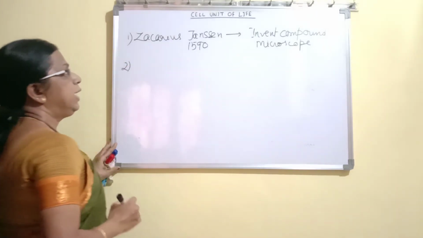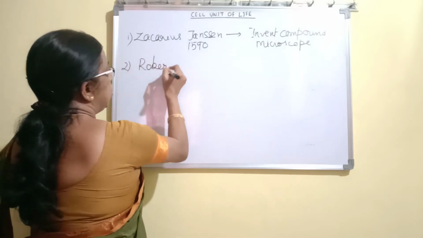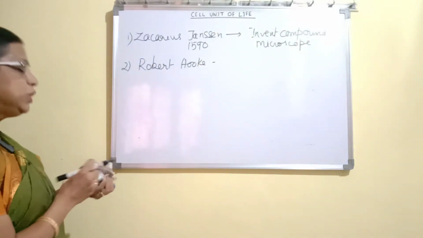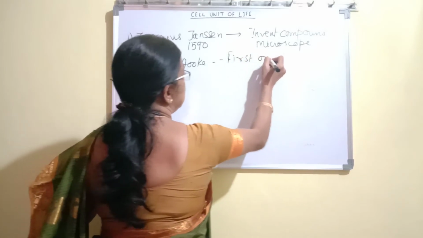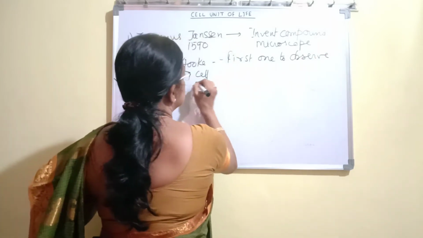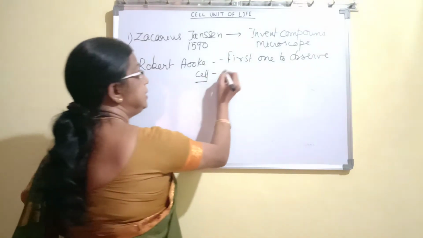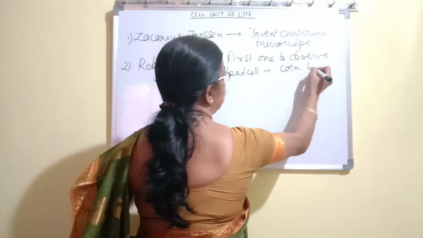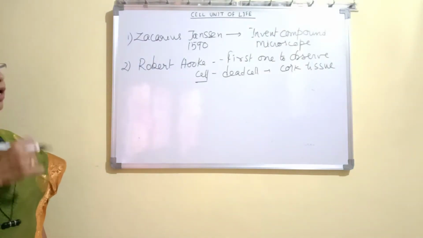Then the second important finding, which all of you know, is Robert Hooke. Robert Hooke was the first one to observe cells. But which type of cell was observed by him? A dead cell. A dead cell taken from a cork tissue.